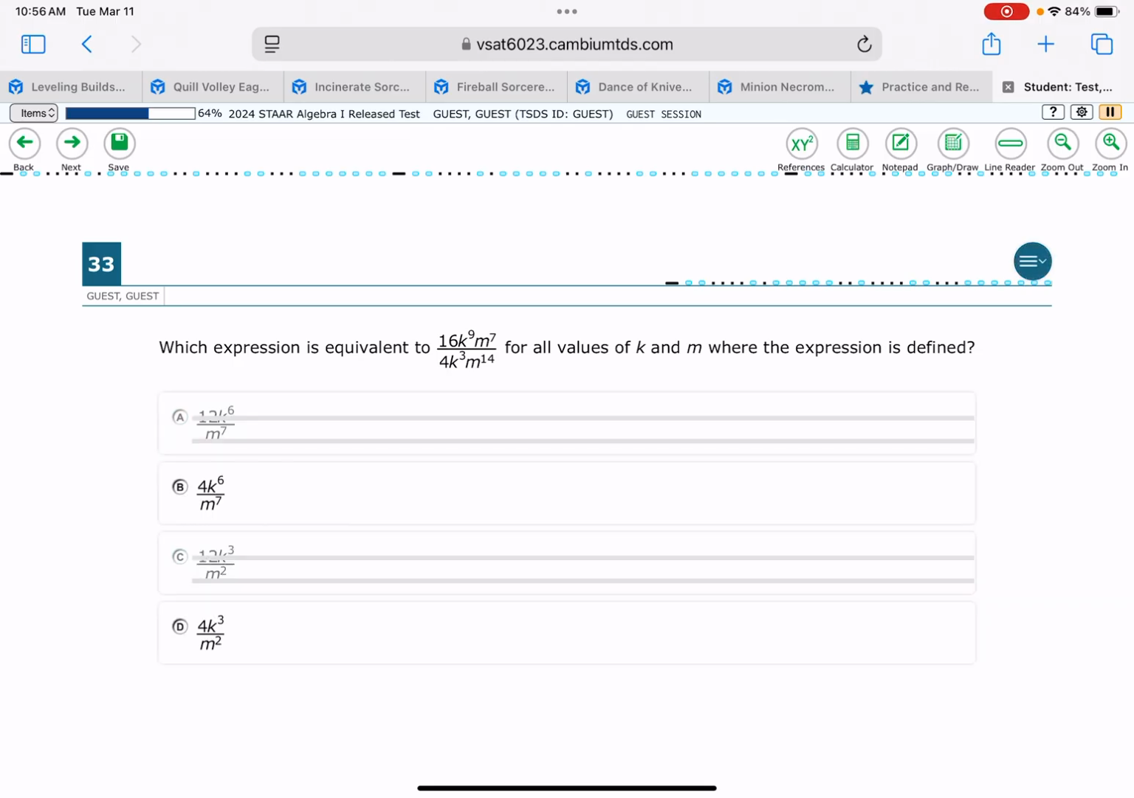So now I'm looking at the K value. 9 minus 3 will give me 6. See how D has a K of 3? 9 minus 3 is 6. So our answer is B. We're done.